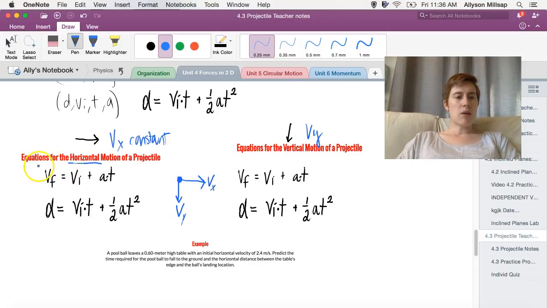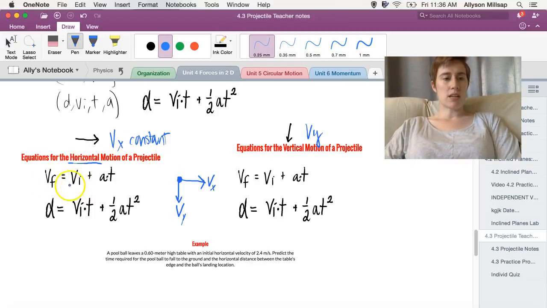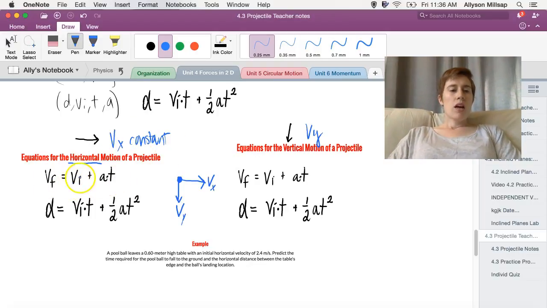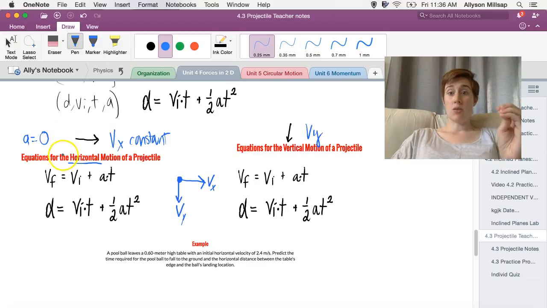So what does that mean about Vf and Vi? It's the same exact amount, right? Vf and Vi will be the same because your speed is constant. It won't change. If speed is constant, if speed doesn't change, what does that mean about acceleration? If your speed's not changing, what's your acceleration? You should say it's 0.